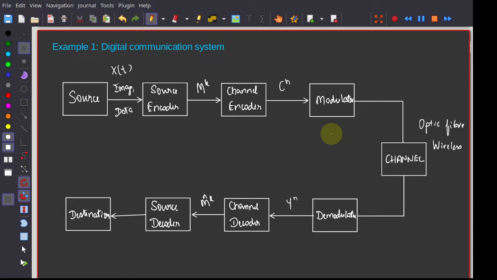Essentially, modulation is a process by which you convert your data into a form which can be sent across the channel. That's one way to think about it. But there's a whole lot which goes on inside this particular block.